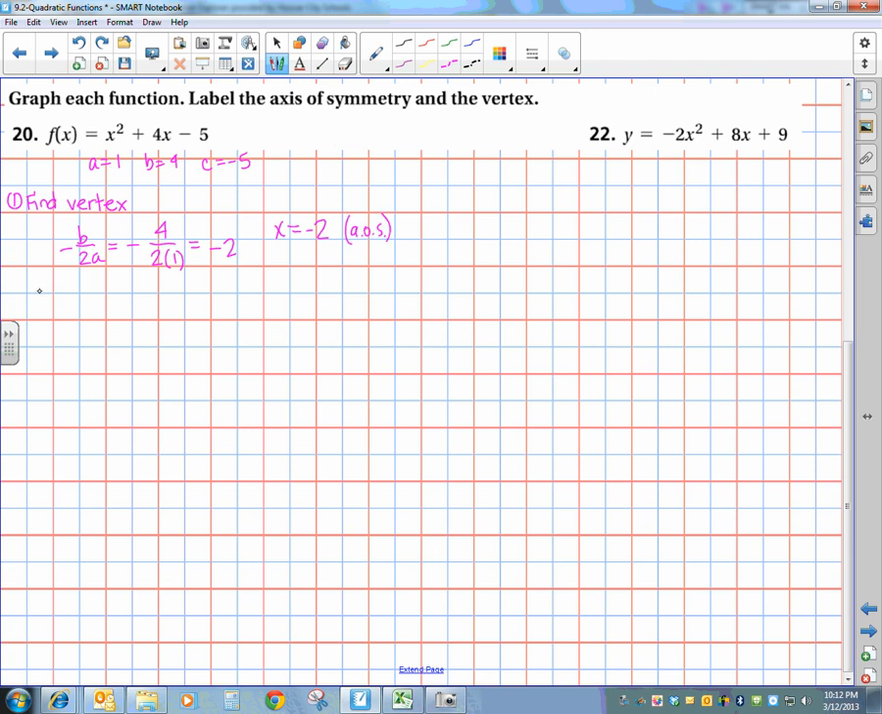Okay? And then I'm going to go plug that in. Y equals, and we write it with our parentheses, and then we're going to plug in -2 for x. And when you plug that in, you're going to find out that y is equal to 4 minus 8 is -4 minus 5 is -9. So your vertex is -2, -9.